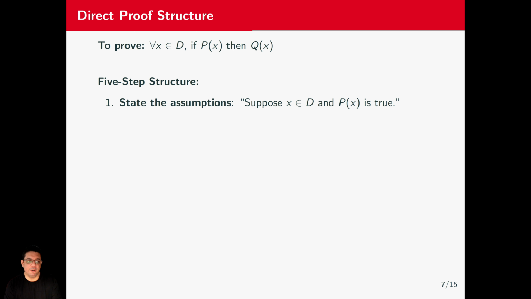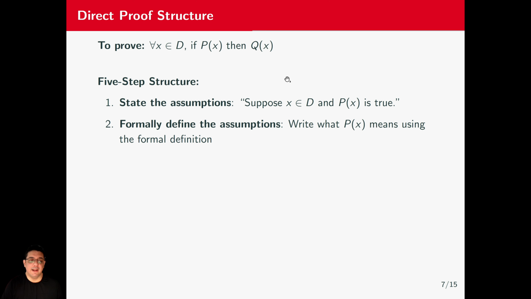The first step of the 5-step structure is that you need to state the assumptions. For example, you're going to say, suppose that x belongs to the domain and p of x is true. So that's going to be my assumptions. Then what you need to do after is formally define the assumptions. You need to write that p of x using the formal definition. You need to write what p of x means.